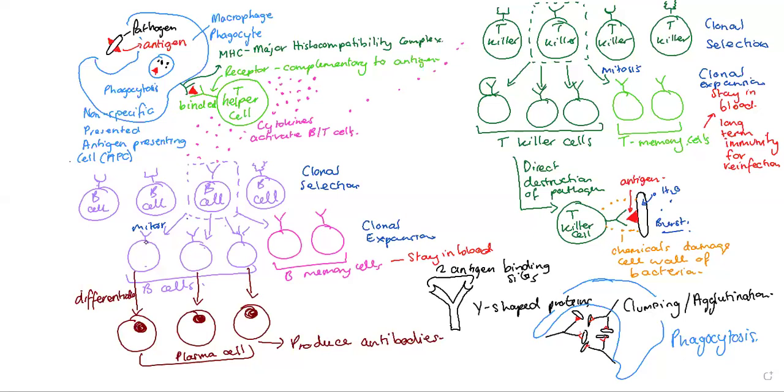So just to finish off, to name a few things. First of all, anything involving the T killers is called the cell-mediated response. Anything involving the B cells is called the humoral response.